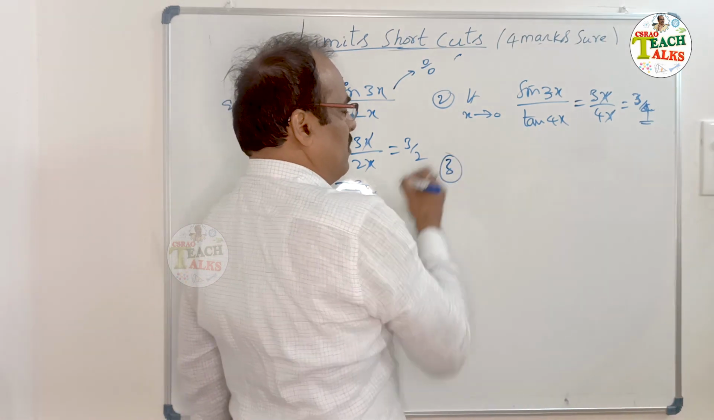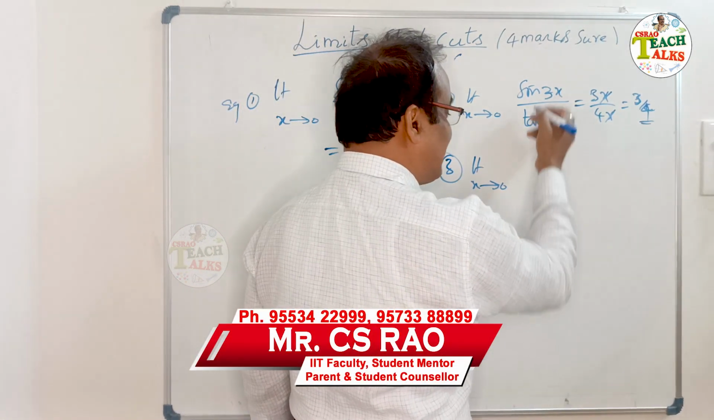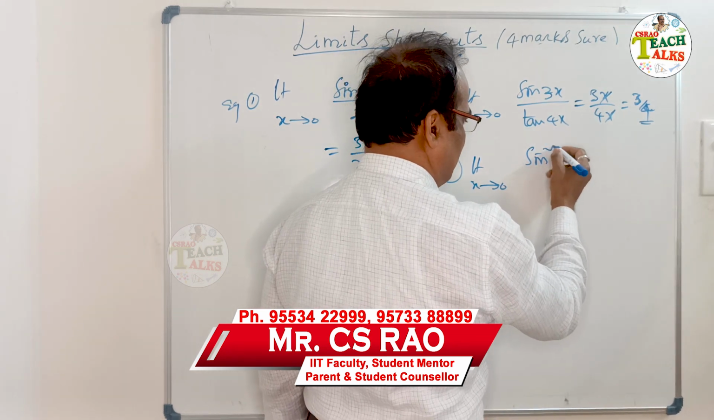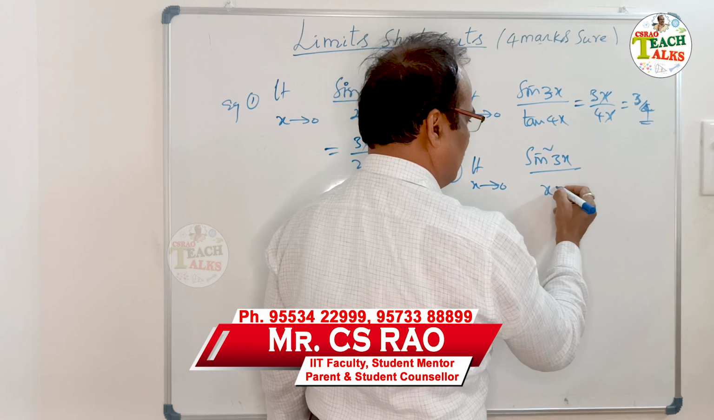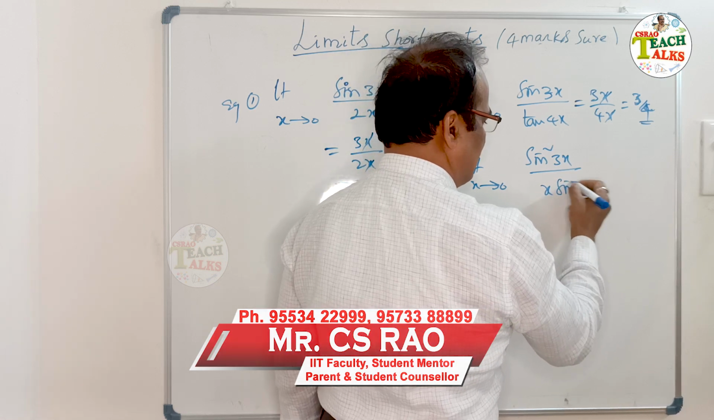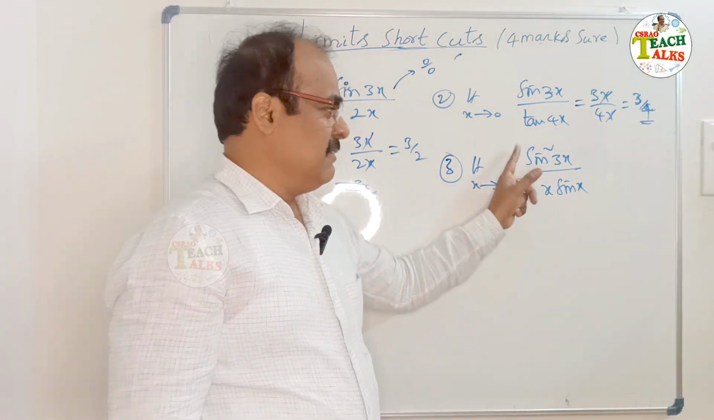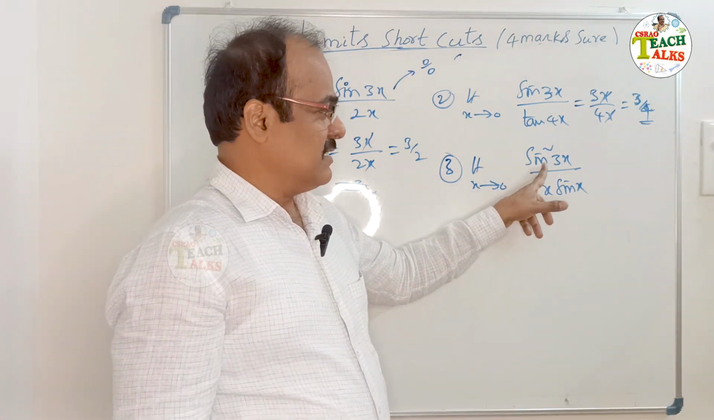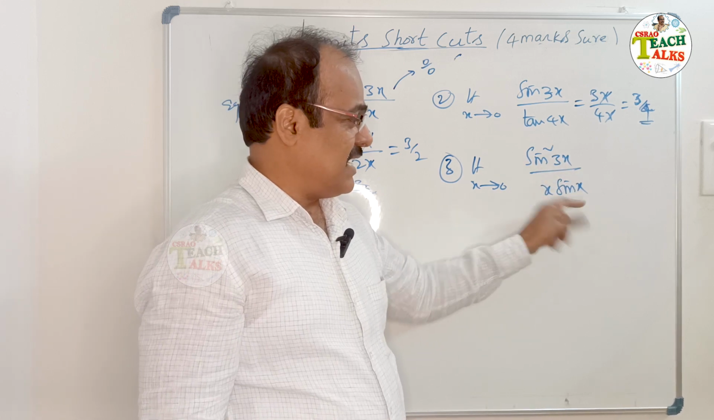And the third one, limit x tends to 0. Suppose sin square is there, what we have to do, sir? Sin square 3x by x sin x, suppose. But here, if you observe, what do you observe? Sin square 3x and x sin x.